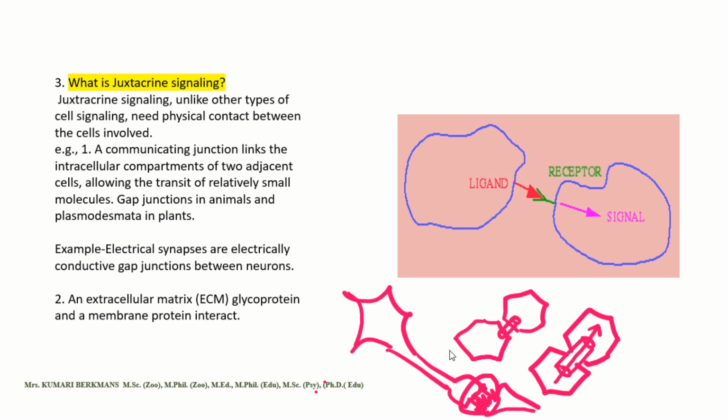If it comes in the examination, that is electrical synapses, or electrically conductive gap junction between the neurons. And in plants it is plasmodesmata, the gap junction in animals, as well as in plants it is plasmodesmata. Okay.